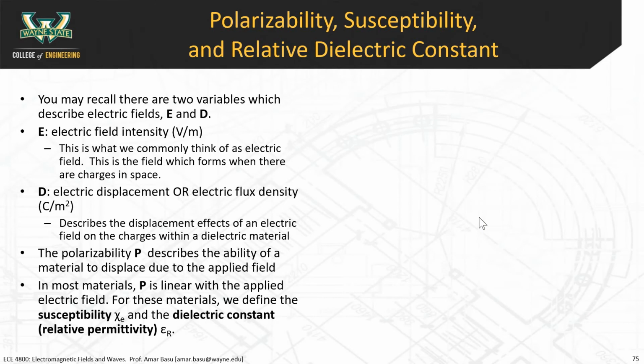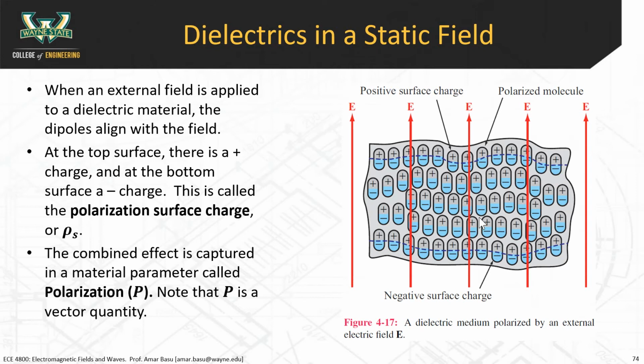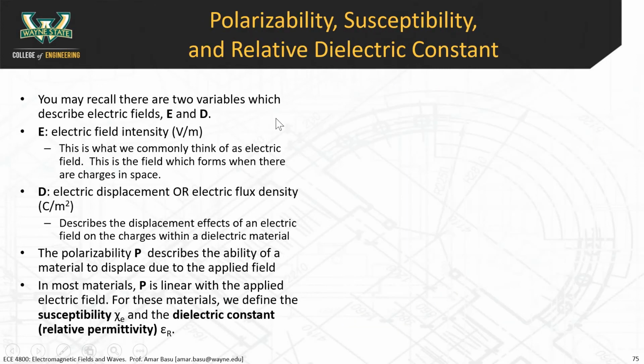So how do we actually quantify that? There's this concept of polarizability, susceptibility, and relative dielectric constant. There's a lot of different terms here, but they all have to do with the same effect. You put an electric field on there. How do we quantify how much the material polarizes in response to that field? As you recall, at the beginning of class, when we talked about Maxwell equations, we said that there's two quantities that describe electric fields, E and D.